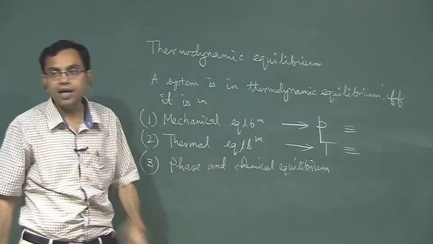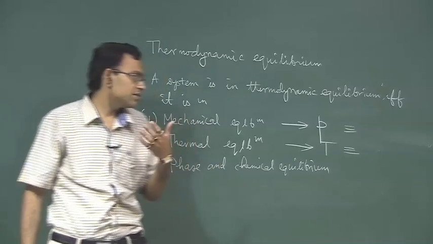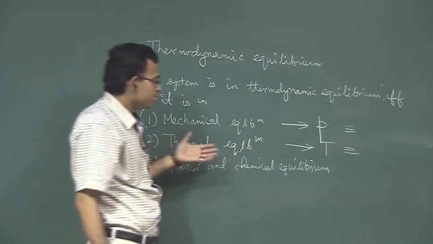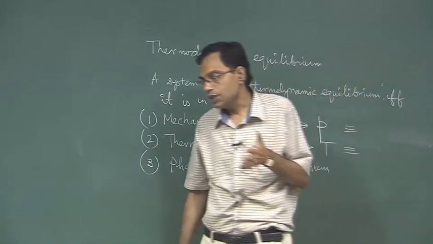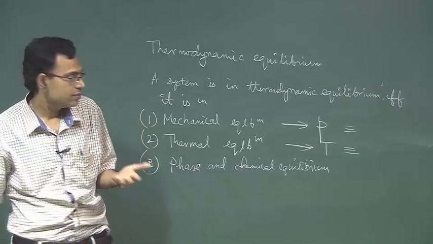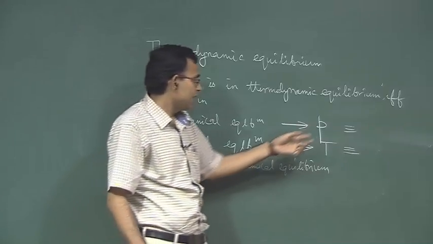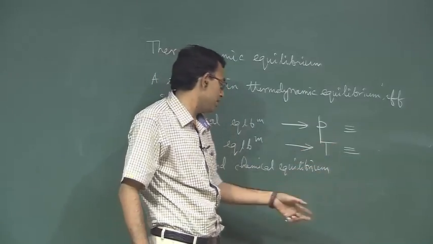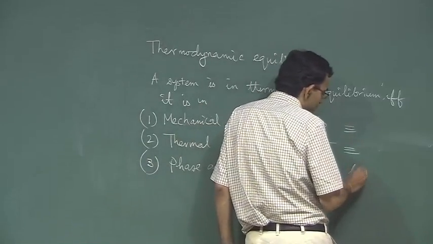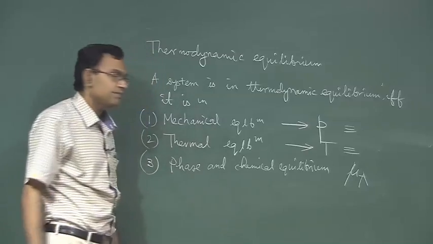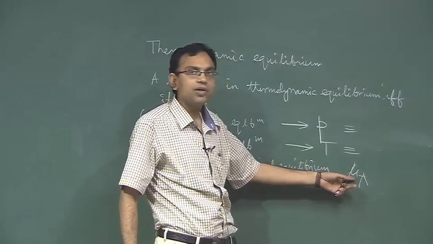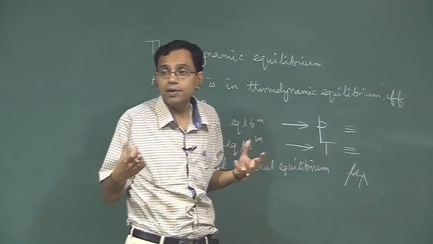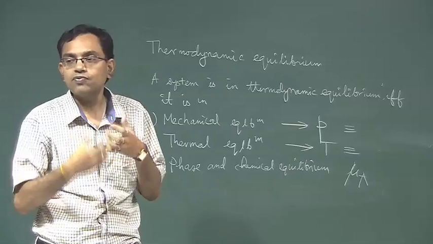Similarly, phase and chemical equilibrium means that there is no further change of phase that is occurring. That means that there is equilibrium with respect to any chemical change or phase change. So that is phase and chemical equilibrium. How do you designate that? Pressure is a property by which you designate mechanical equilibrium, temperature is a property by which you designate thermal equilibrium. Similarly, chemical potential is a property by which you designate chemical equilibrium. We do not have a scope of defining and discussing chemical potential formally in this course, but I can tell you that physically, it is the net driving force for a chemical change to take place.